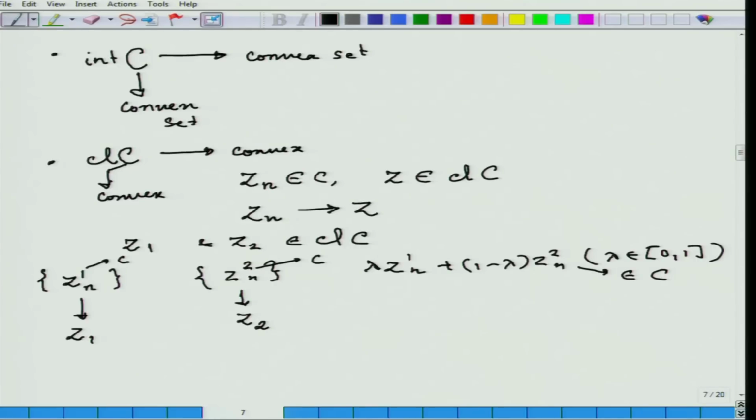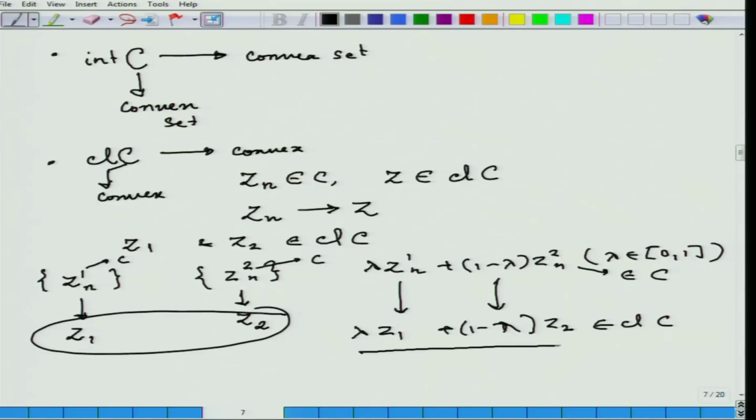Now, when you take the limit, of course, you can fix a lambda and take such sequences. Now, if you fix the lambda, that is, you want lambda Z1 plus 1 minus lambda Z2, you fix a particular lambda and then take this sequence. Now, if you take the limit, because it is a linear function, it will immediately give me that this whole thing converges to lambda Z1 plus 1 minus lambda Z2. But since this is in C, by the very definition of closure, this also belongs to the closure of C. So, whenever Z1 and Z2 belong to the closure, this also belongs to the closure, proving that the closure of C is convex.